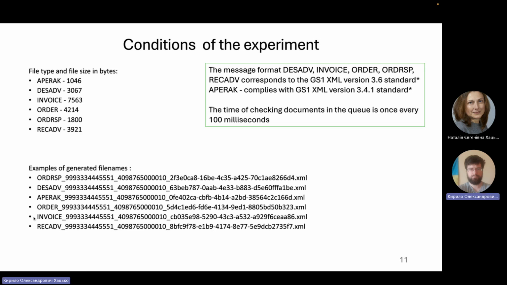We used the GS1 XML version 3.6 standard, but for APERAK, we used the 3.4.1 standard due to our ability to implement them. We checked messages in the queue every 100 milliseconds, and on the bottom you can see examples of file names that we generated for our experiment.